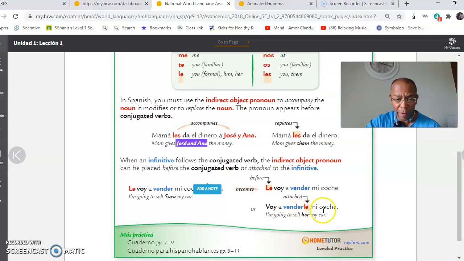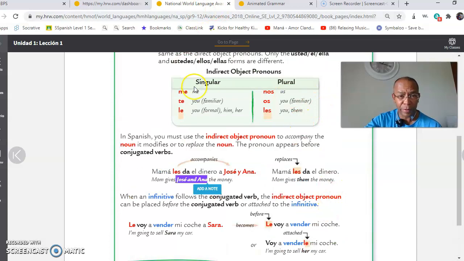Either way, okay? So again, to recap, the only things that are a little different is that there is no lo or la that you use. You use le for you, for him and her, and les is for you and them. The other ones are pretty much the same.